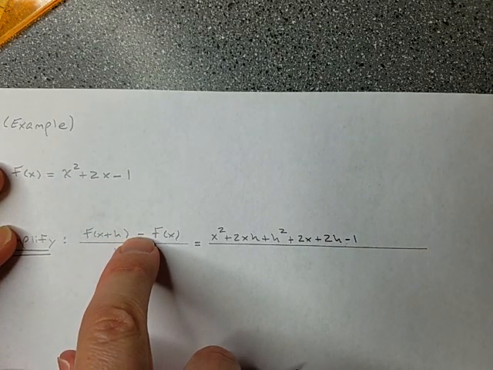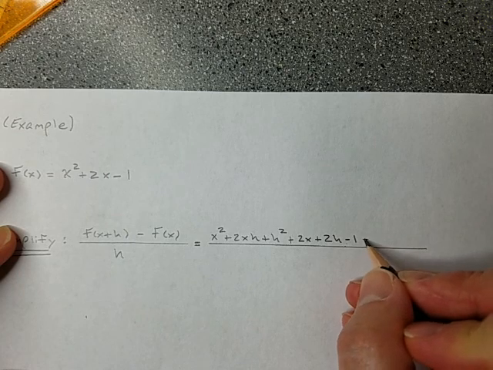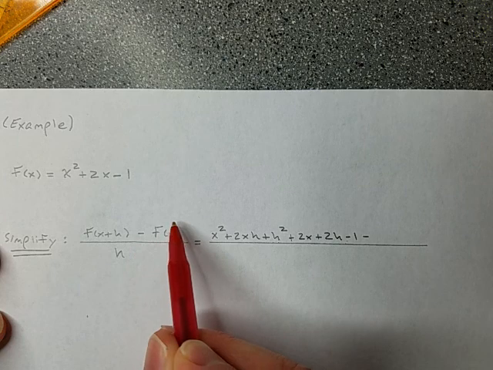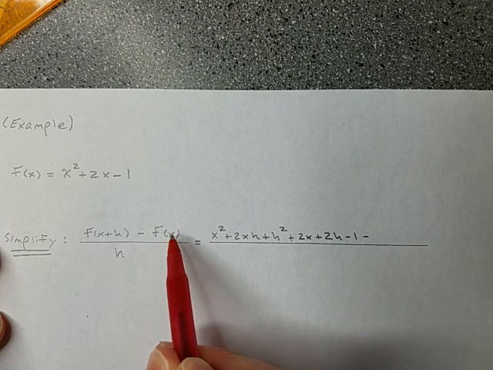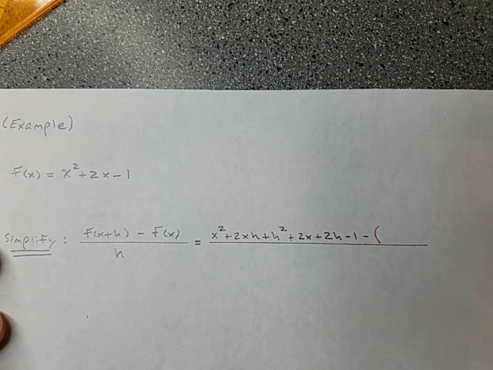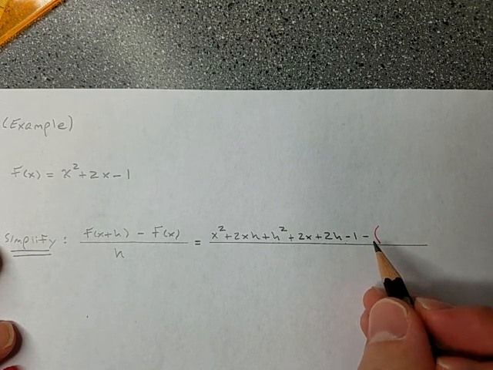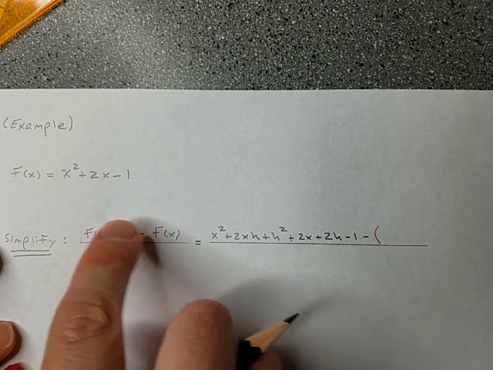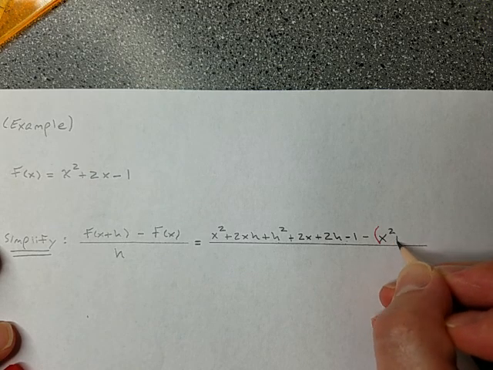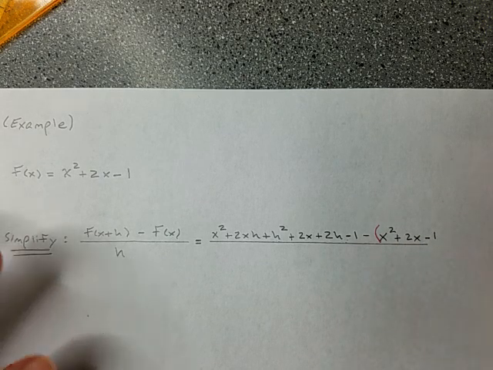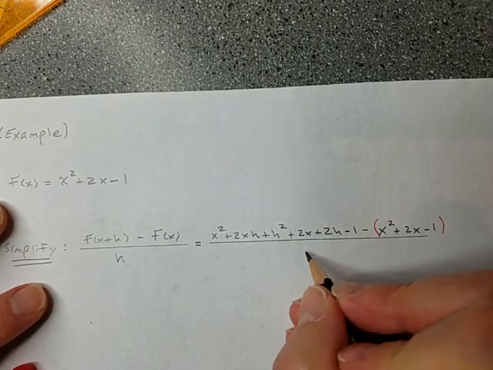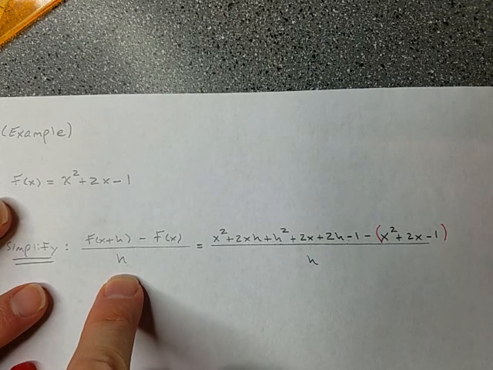Then there's this subtraction right there. And remember how I said before that that minus applies to this whole thing? f of x, yeah, that. So I'm going to draw with my red pen that parentheses just for emphasis. What's f of x? It's right there. x squared plus 2x minus 1. Okay. There it is. Over h. Now I've got everything there in the difference quotient.